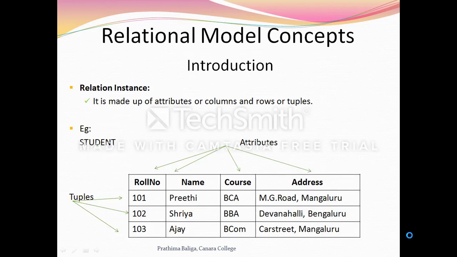Next we move on to the second part, that is the relation instance. Relation instance is made of attributes and tuples. In the example, you can see the relation instance of student relation. You can see the rows and columns or attributes and tuples. In the horizontal rows, you can see the tuples and in the vertical columns, you can see the attributes.